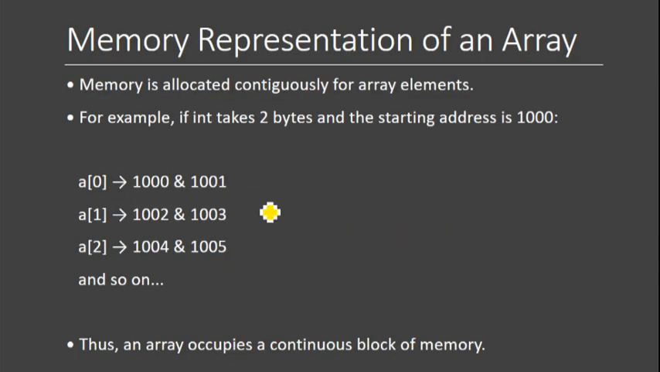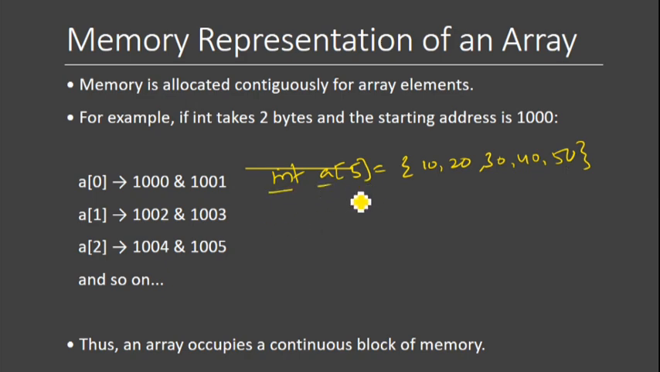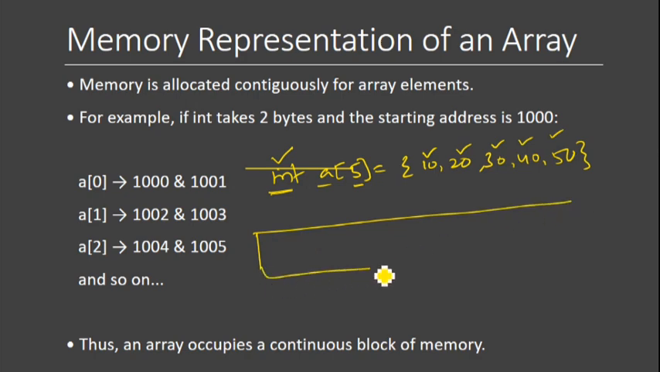Now let's talk about memory representation. For example, I'm taking int a[5] = {10, 20, 30, 40, 50}. It is an integer array. int is the data type, a is the array name, and 5 indicates the size, the number of integer values which you are going to assign to the variable a. Each value is stored in 2 bytes because an integer takes 2 bytes. So let me discuss this. 10, 20, 30, 40, and 50.